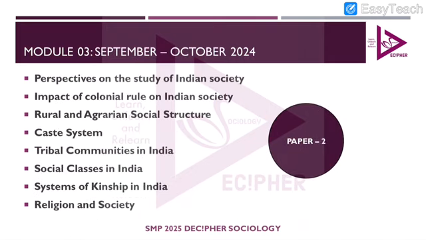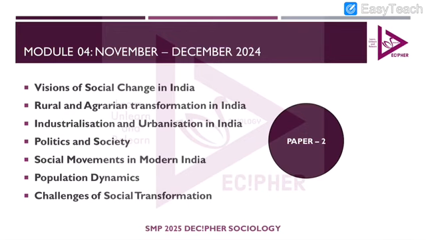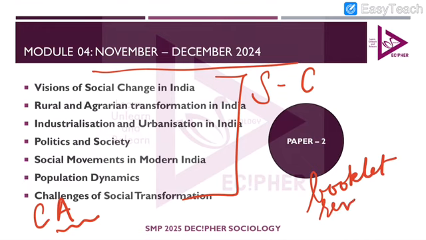Then we come to the next module, which is module 3. We start with paper 2. Here we complete sections A and B. Then final module, November, December, we complete social change, which is section C, the dynamic portion. So, for this we will have to read current affairs also. Don't worry, we are going to guide you in current affairs also, and we will also provide a thin booklet to revise current affairs.